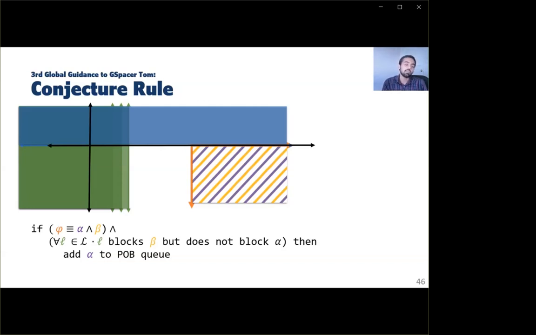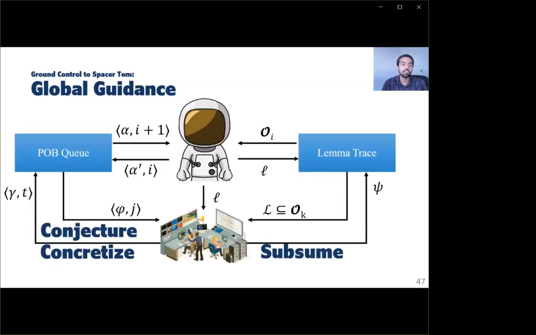Again, we go into much more detail about when the conjecture rule is applicable and how to construct the alpha region from the proof obligation. Please read the paper for those details.